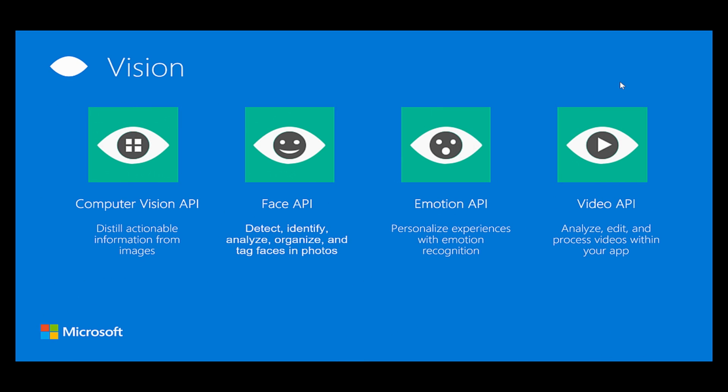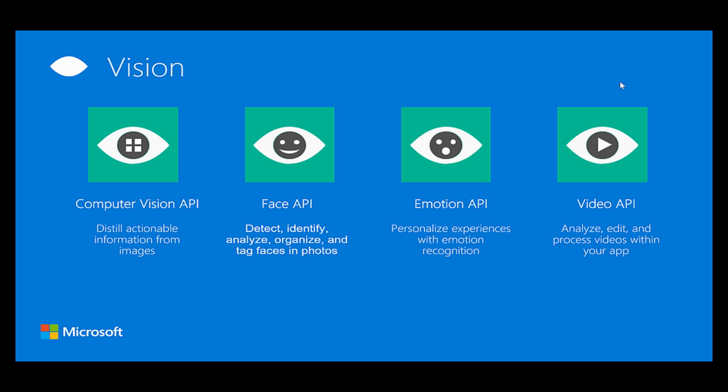So taking a look at this first category of APIs, vision. As I mentioned, there's 5 main categories, and within each category, there's individual APIs that combine to make the 22 APIs that are available in Microsoft Cognitive Services today. So the vision group is one of my favorites. The Computer Vision API is really, really cool.